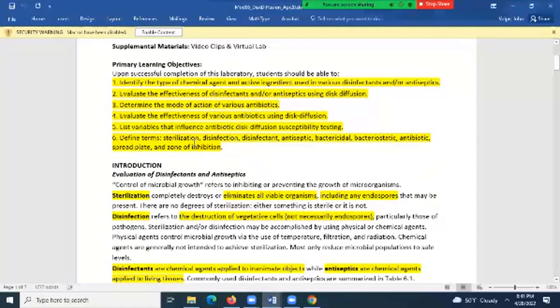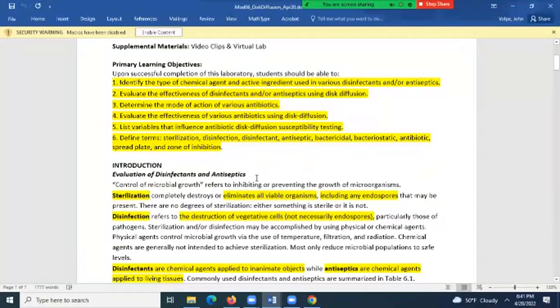Be able to define the terms: what's sterilization, disinfection, disinfectant, and what's an antiseptic, a bactericidal agent, a bacteriostatic agent, what's an antibiotic, what's the spread plate method, and then what is a zone of inhibition. And I usually abbreviate that ZOI, zone of inhibition. So when evaluating disinfectants and antiseptics, you should know that sterilization is the complete destruction or elimination of all viable organisms, including endospores.